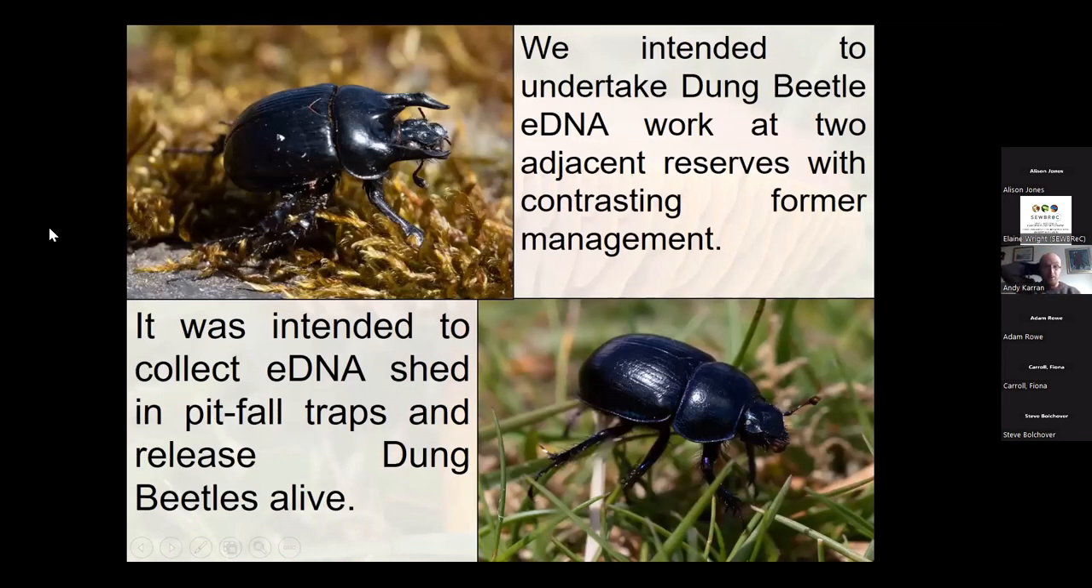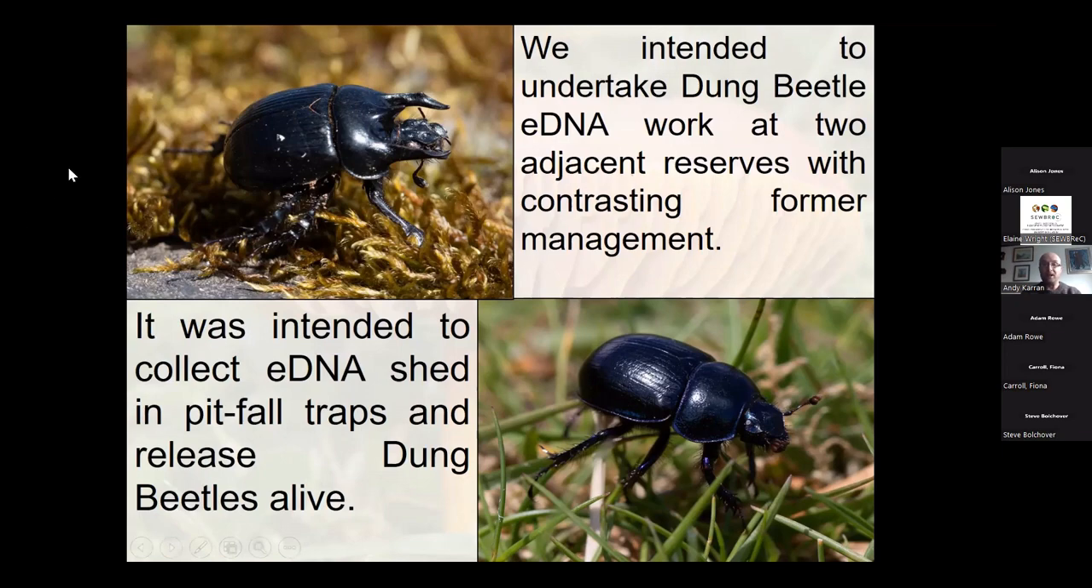So the first thing we were going to do was dung beetles. We got this methodology from some work that had been done in Spain, where we were going to put in pitfall traps, bait them with dung, and the dung beetles were going to fall in, and then shed some of their eDNA down into a solution in the bottom, which we would collect. We were just about to go ahead with this, and then we were told we really need to kill all the dung beetles. I understand that when recording, sometimes you do need to kill them, but as we had a methodology that didn't involve killing them, we decided not to.